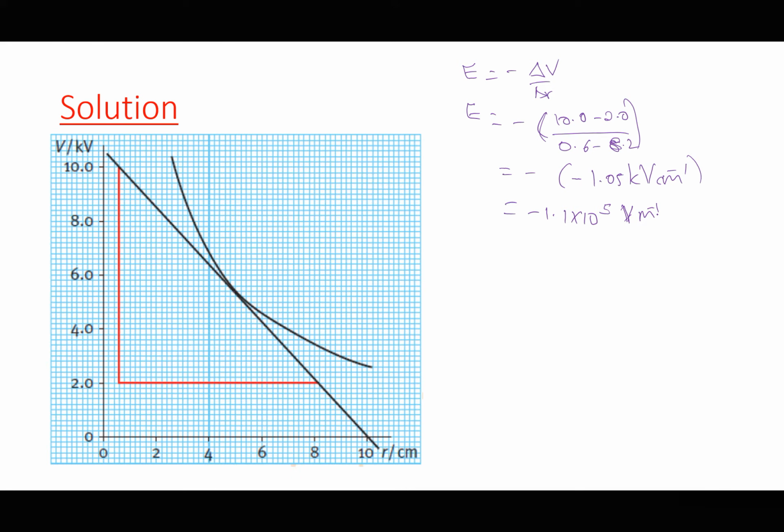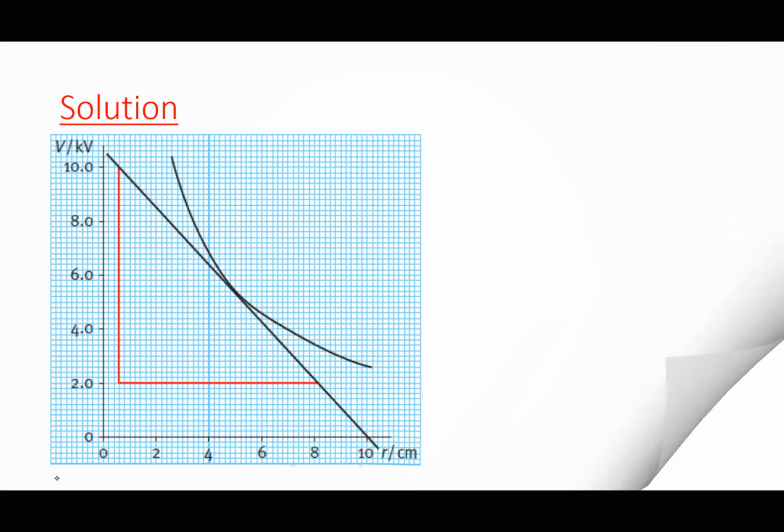Note that electric field strength is the negative potential gradient. So when I multiply by the negative, this becomes positive. So the electric field strength is that value there. Okay, next.